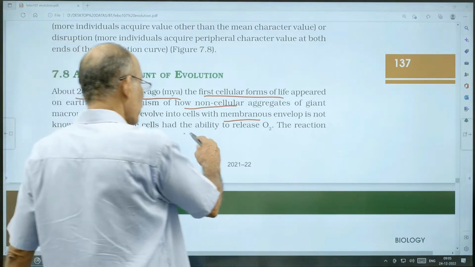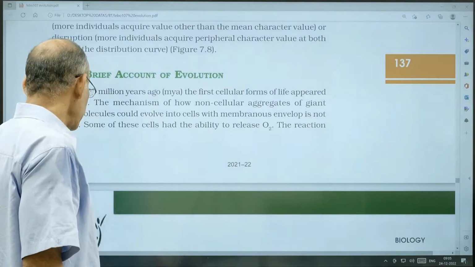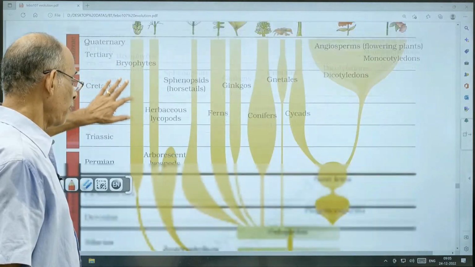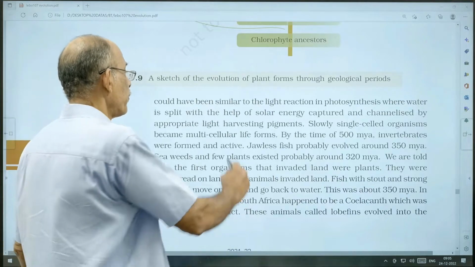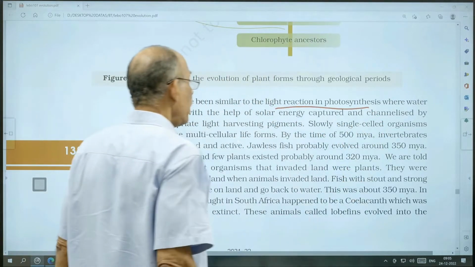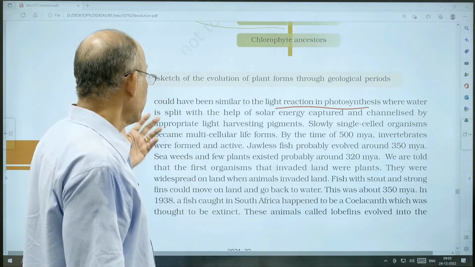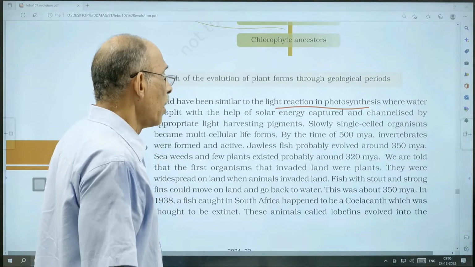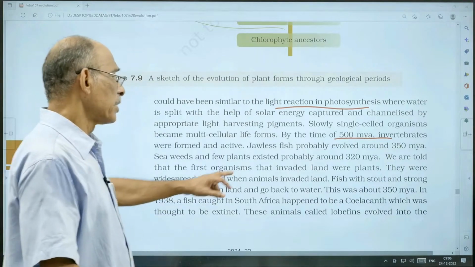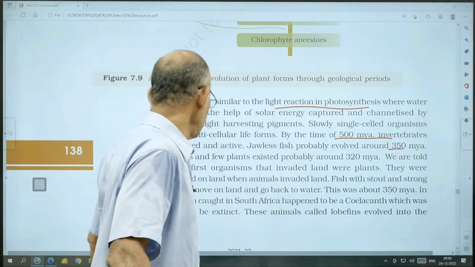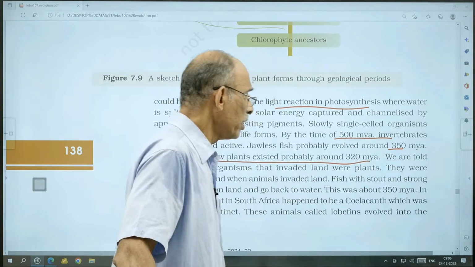And some of these organisms had the ability to release oxygen, a condition maybe like a type of primitive photosynthesis, similar to the reaction of photosynthesis. They had pigments capturing sunlight and were doing something like photosynthesis. Then later on, about 500 million years ago, invertebrates appeared, jawless fish around 350 million years ago, and seaweeds and a few plants by 320 million years ago.